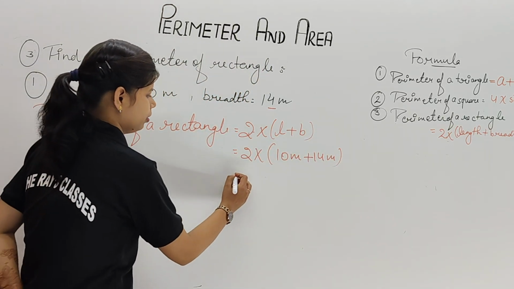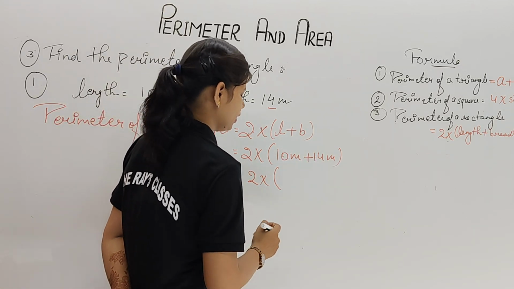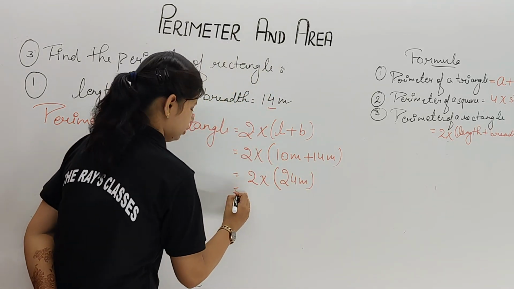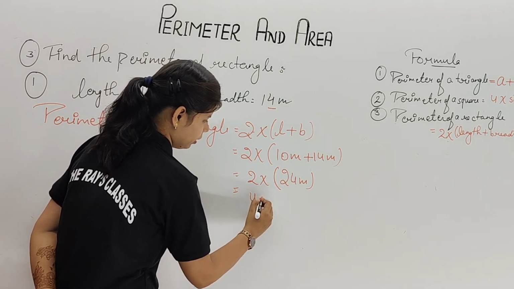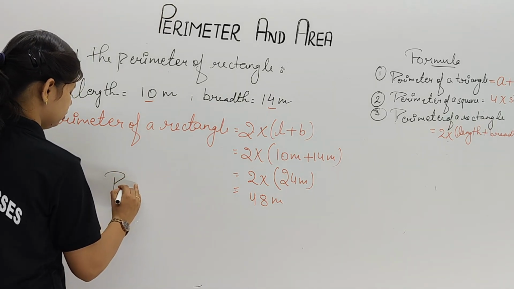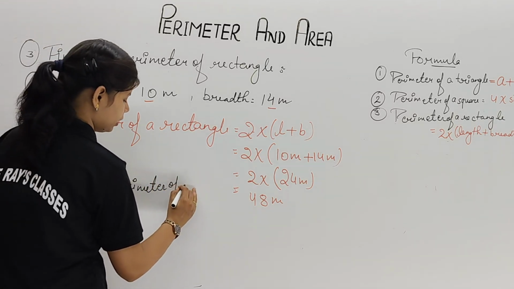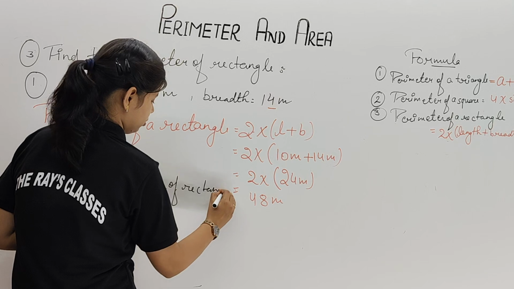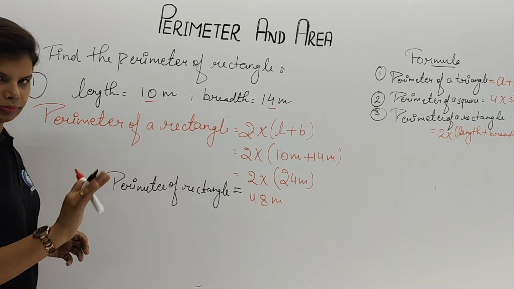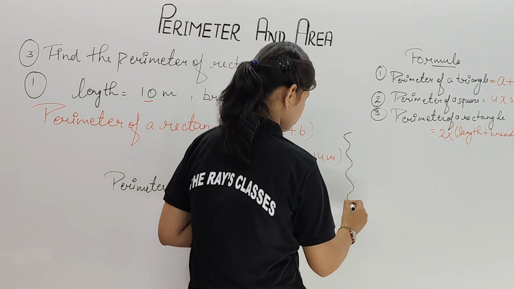Clear? You can directly add and find the answer. 2 into 10 plus 14, we are having 24 meter. And when we are multiplying 24 with 2, we are getting 48 meter. So what is the formula for perimeter of rectangle you are getting here? I will explain once again with another method. Perimeter of rectangle equal to what? What you got from here? 48 meter. Understood, no?